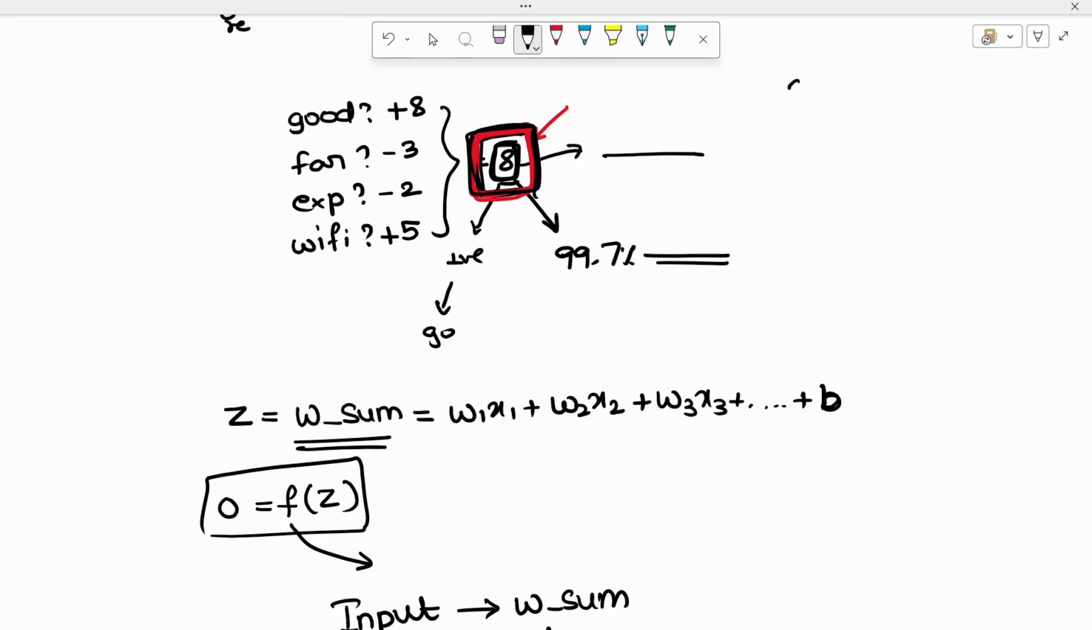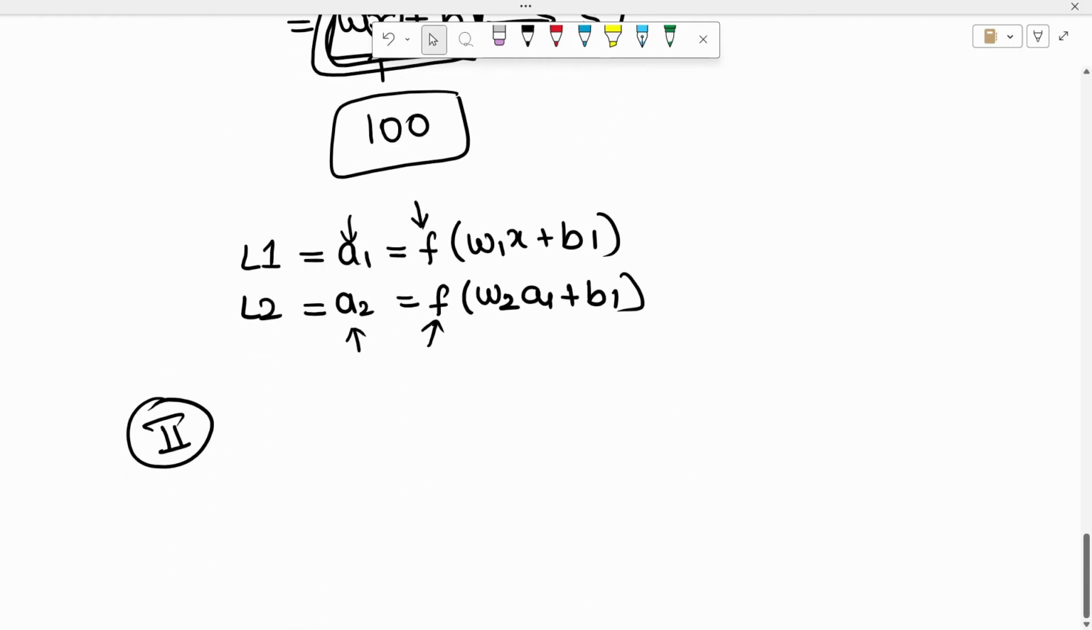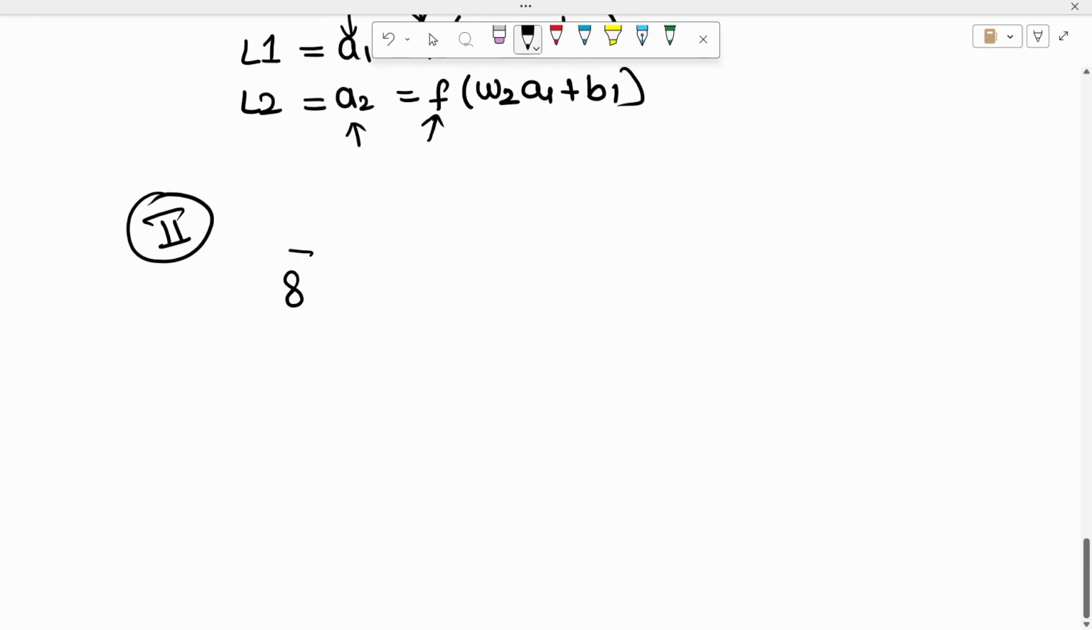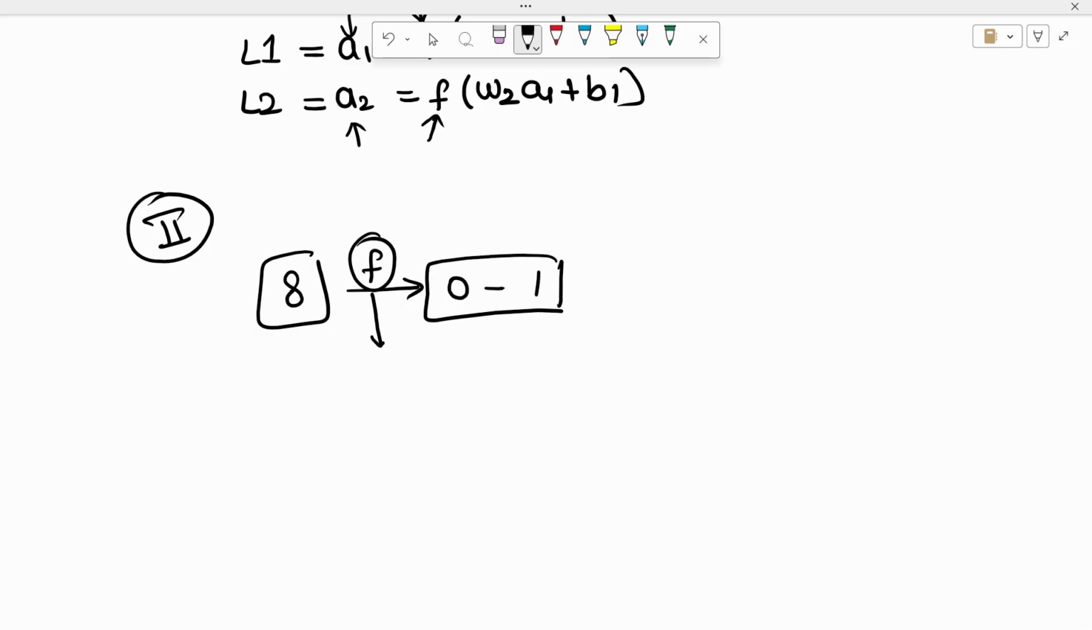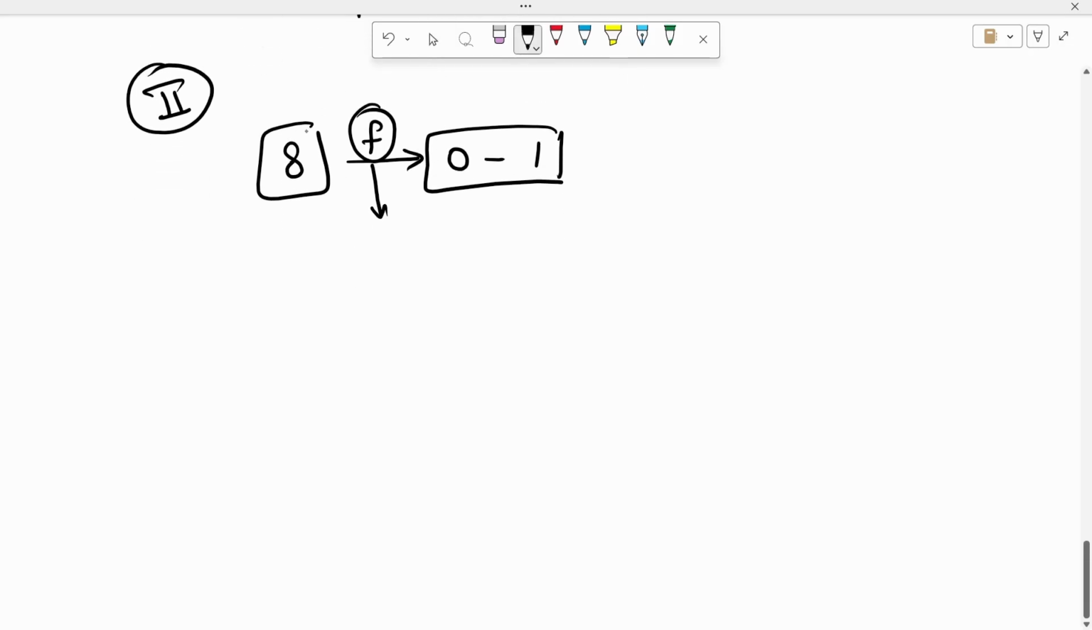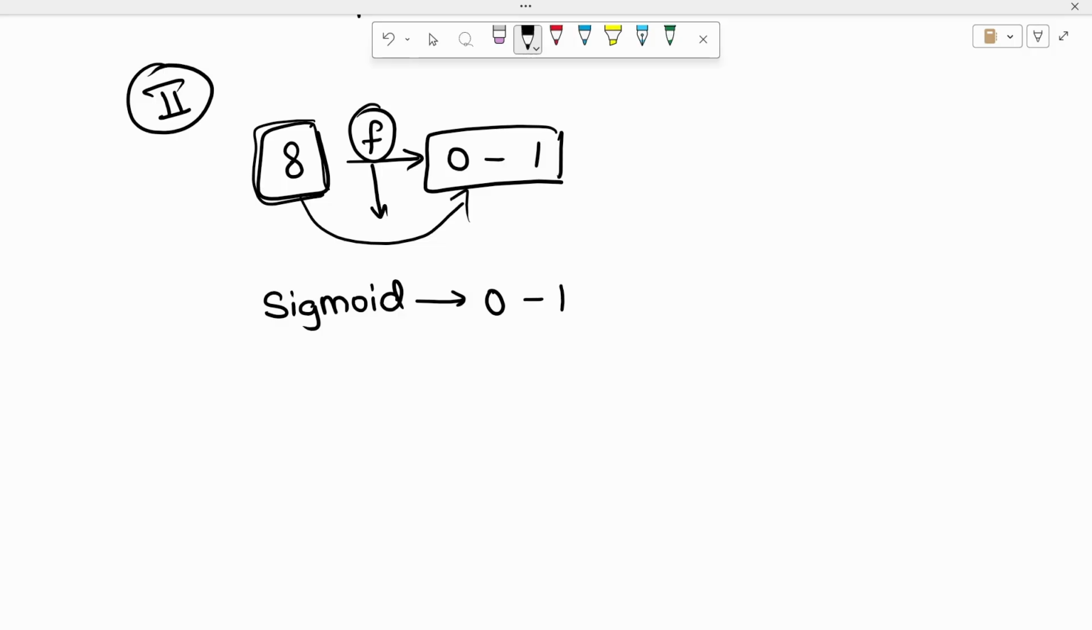In probabilities, every value stays in the range 0 to 1. So you want to convert the value of 8 into something between 0 and 1. This is the job of an activation function. With activation functions, you can bound your outputs in certain ranges. I'll give you a few examples. There's an activation function called sigmoid, which bounds your range from 0 to 1, perfect for probabilities.